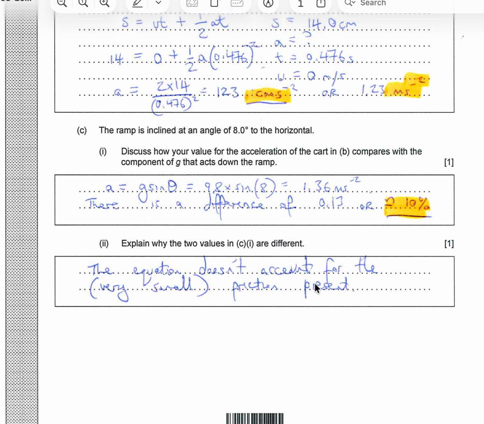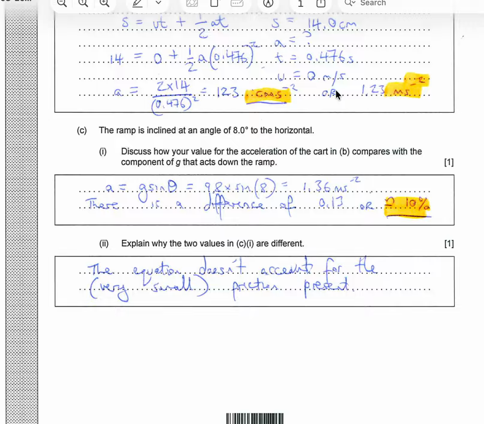Now, obviously you've got a different value between the two here. Why are they different? Well, in our equation, we are not thinking about friction. This thing is travelling down the slope. g is not the only force acting on it. Actually, we've got a smaller acceleration, which means that we've not got the right value. It's not big enough, if you like.